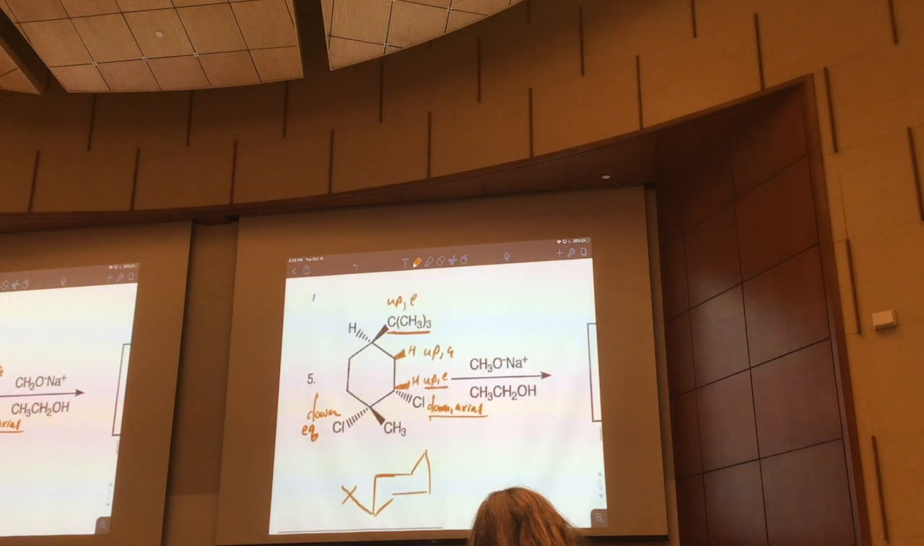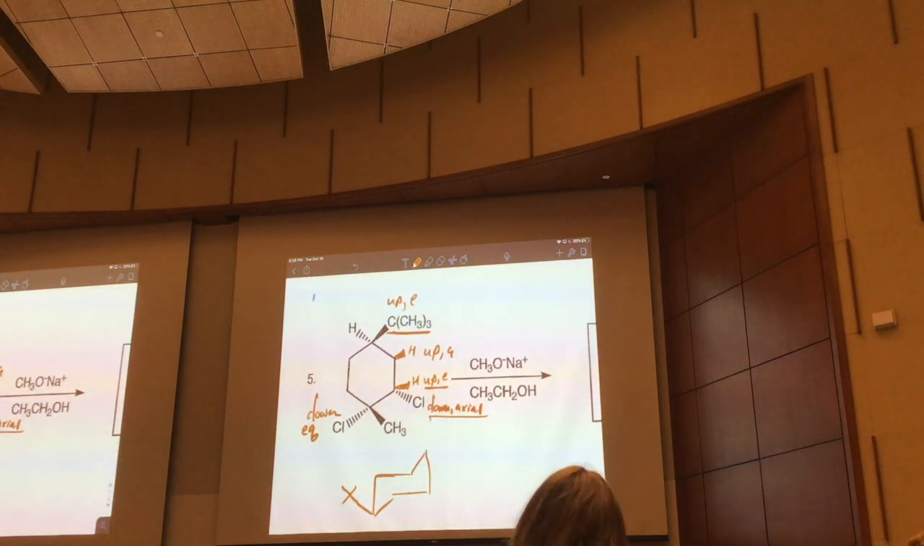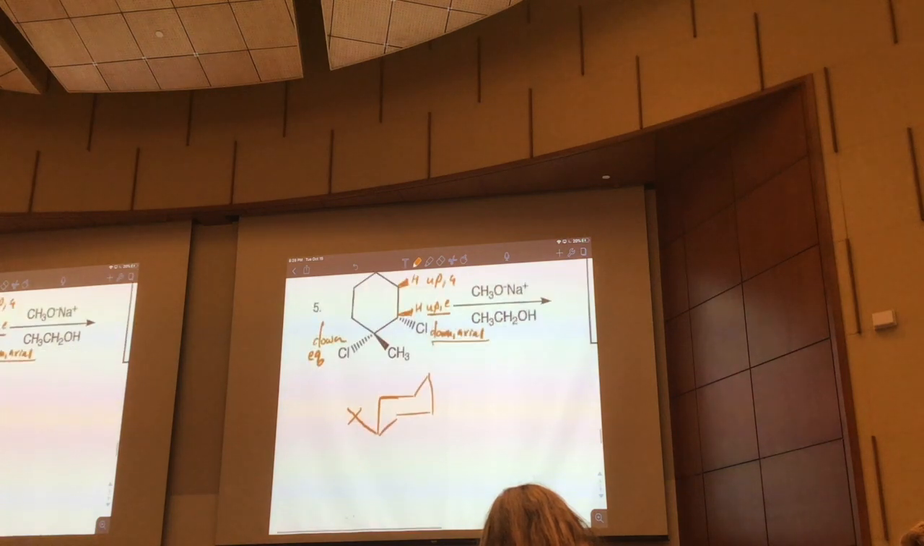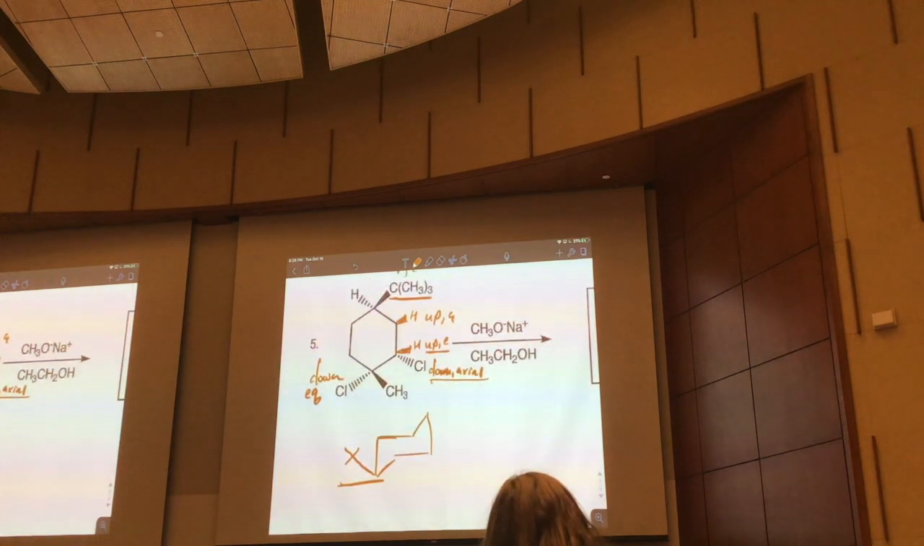We see we have two chlorines here. One of them is going to leave, right? Which one is it going to be? It's going to be the axial one. It's going to be the one that goes down axial instead of down equatorial because this T-butyl group, just to reiterate, needs to be in the equatorial position. So it is going to force the ring to be in a certain conformation almost exclusively. So only one of these chlorines is actually any good in an elimination reaction.